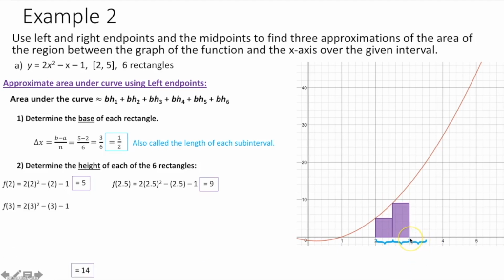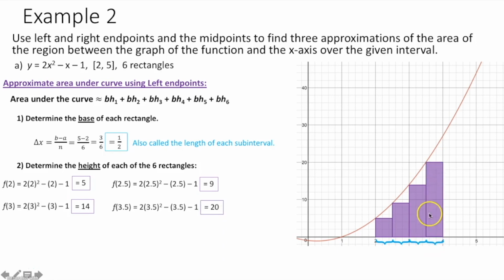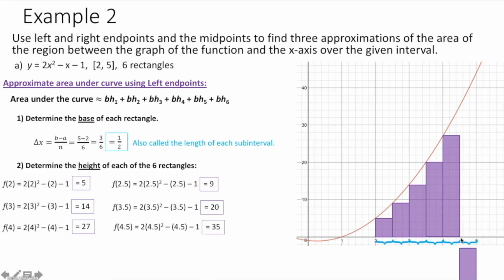I plug in the left endpoint, which is 3, and I get a height of 14 units for that particular rectangle. My fourth subinterval goes from 3.5 to 4. I plug in 3.5 because that's the left endpoint on that subinterval, and end up getting a height of 20 units for that rectangle. For my fifth rectangle, it has a subinterval that goes from 4 to 4.5. I plug in the left endpoint, which is 4, to the function to get my height, which is going to be 27 units. Now, my last subinterval goes from 4.5 to 5, and I plug in my left endpoint, which is 4.5, to the function. I get a height of 35 units.